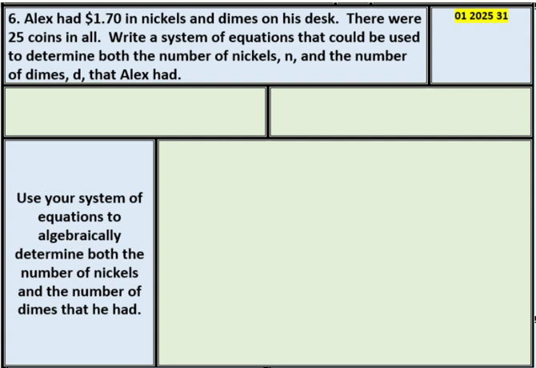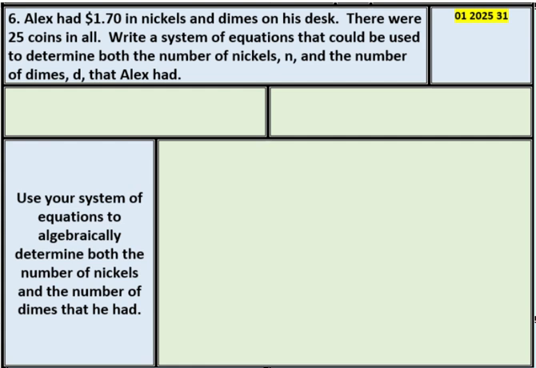Number 6. Alex had $1.70 in nickels and dimes on his desk. There were 25 coins in all. Write a system of equations that could be used to determine both the number of nickels N and the number of dimes D that Alex had.